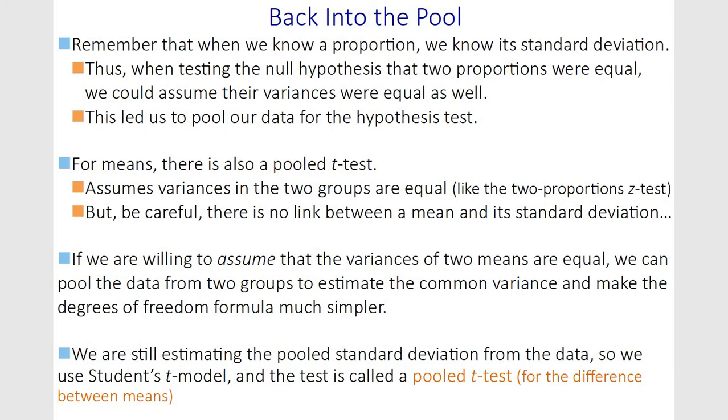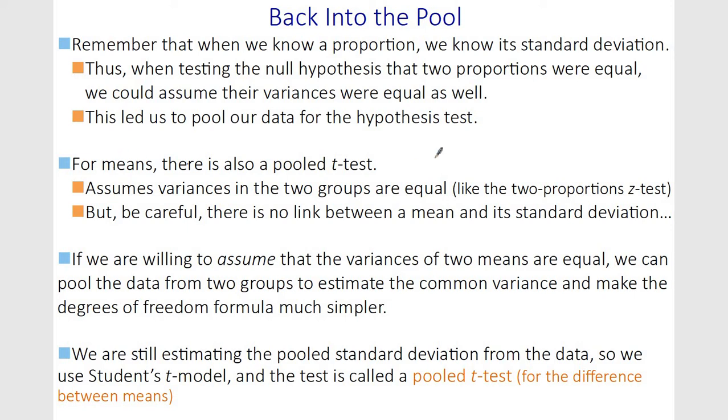All right, back when we had proportions, we know its standard deviation. So when testing the null hypothesis that two proportions were equal, we could assume their variances were equal as well. So we pooled our data.